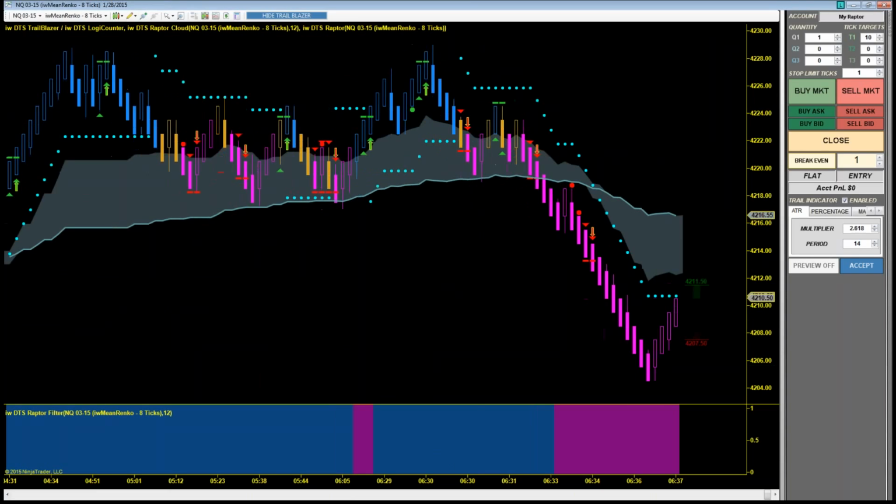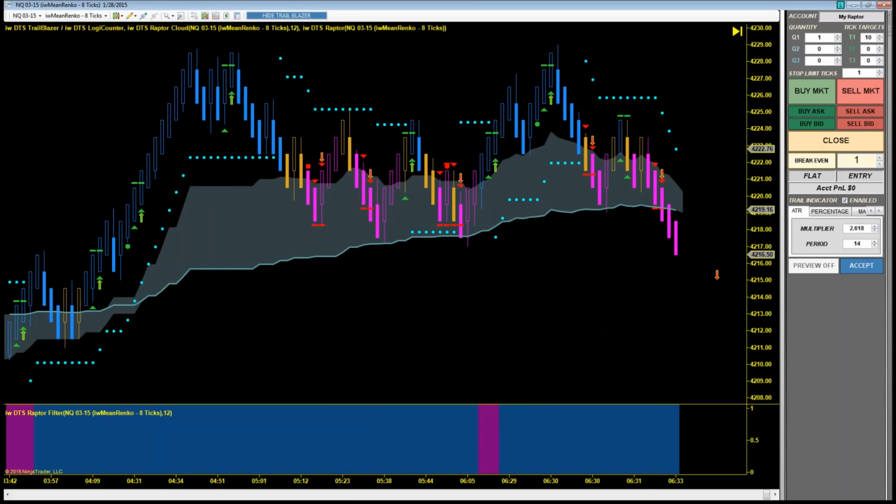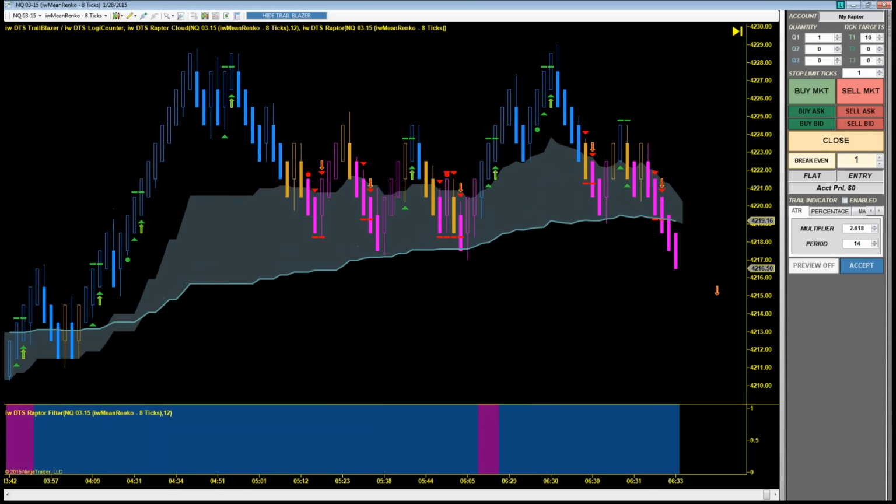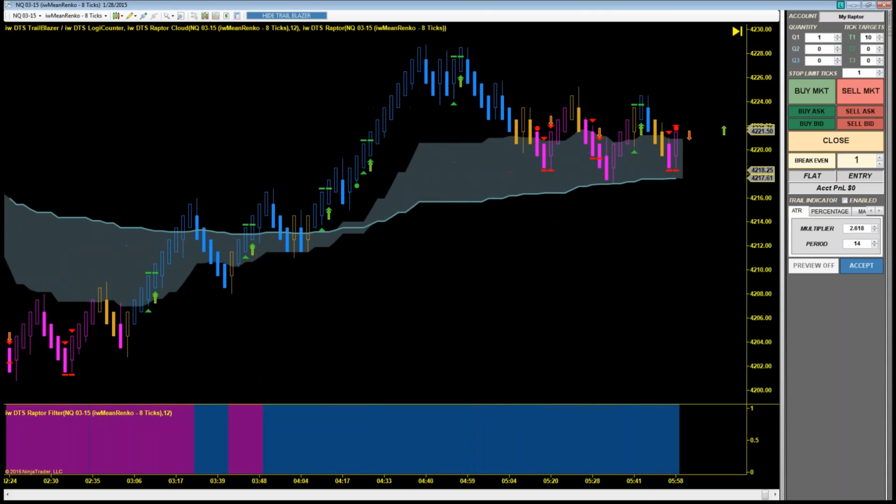The Raptor, like I said, is a little bit of a blend of everything. It incorporates the principles behind the Falcon, as well as the Hawk and the Eagle. You're going to notice we have this band on here, same band that we have on the Eagle Trend Trader. The whole Eagle Trend Trader has been programmed into this filter here at the bottom. And for the most part, it works exactly the same way.